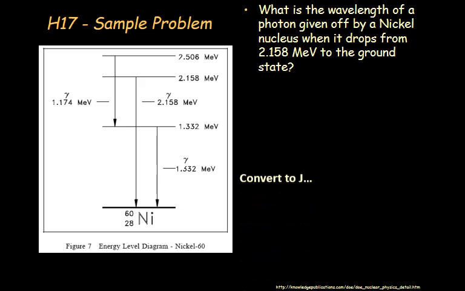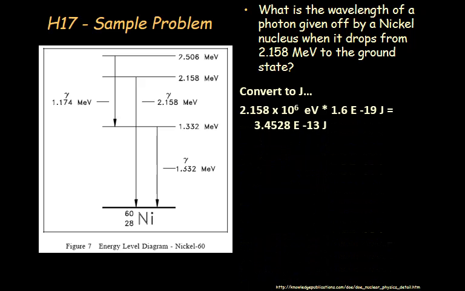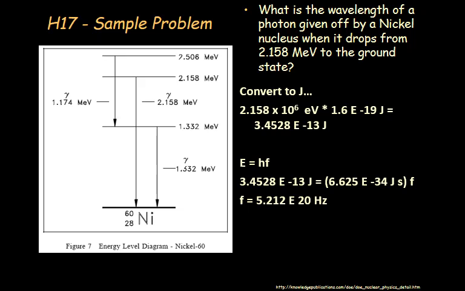Okay, so we see here we can convert a value to joules. Find the frequency, 5.212 times 10 to the 20th hertz, and the wavelength of this is 5.76 times 10 to the negative 13 meters, and that's this transition from the color we can see from here to here, right?